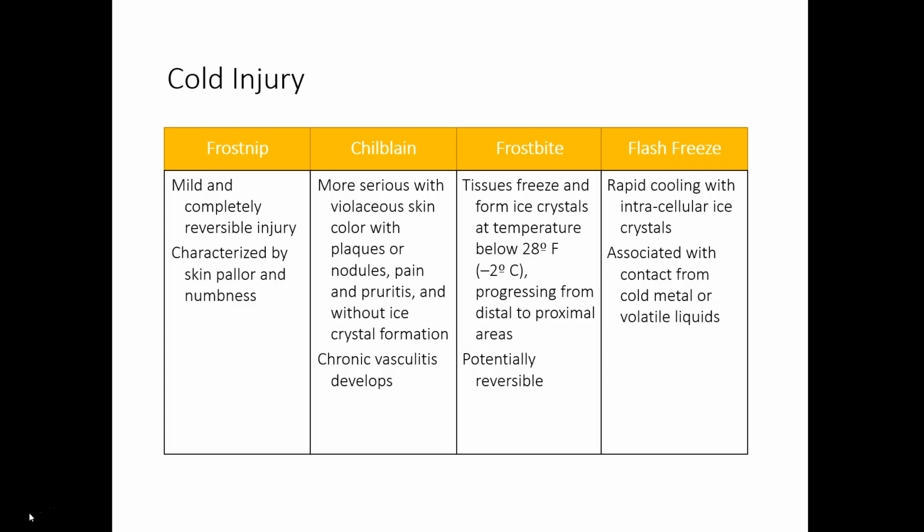Now frostbite: tissue freezes and forms ice crystals at temperatures below 28 degrees Fahrenheit or negative 2 degrees Celsius, progressing from distal to proximal areas. The thing about frostbite is that it's potentially reversible. And then the last one is flash freeze, which is rapid cooling with intracellular ice crystals associated with contact with cold metal or volatile liquids. Think of liquid nitrogen and dry ice.